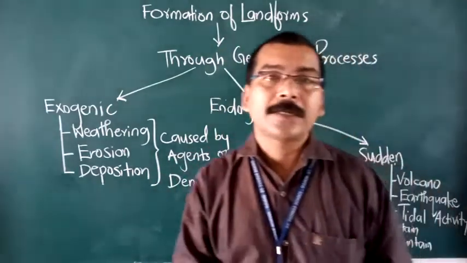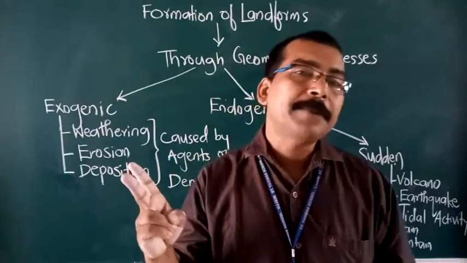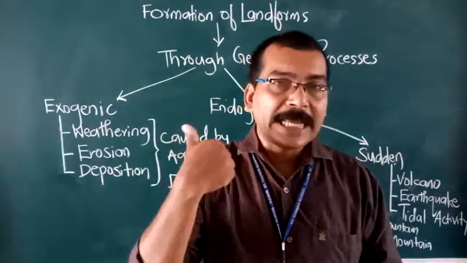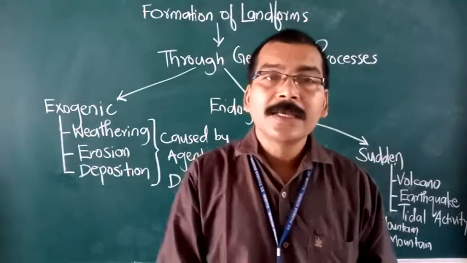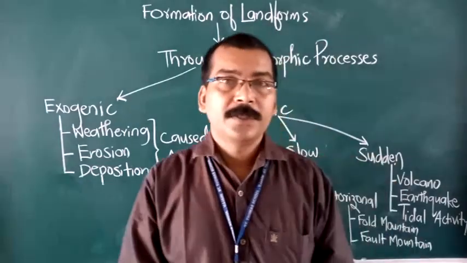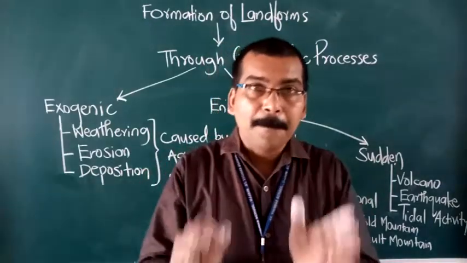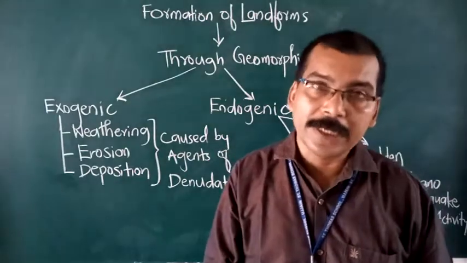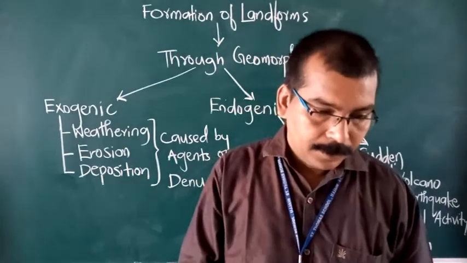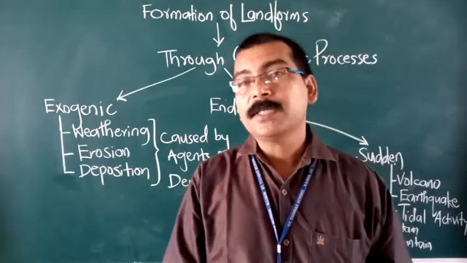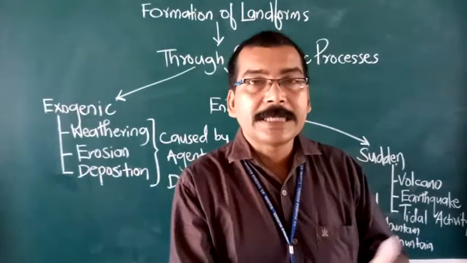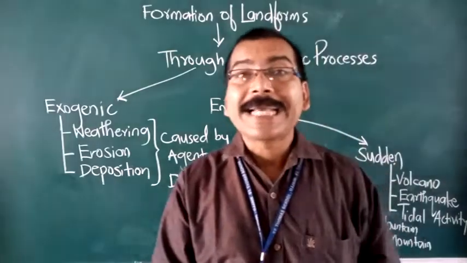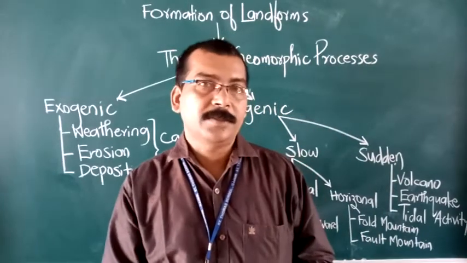So far we have discussed about two types of movements. These movements are happening inside the earth as well as outside the earth. The movement that happened, the process that happened inside the earth are called endogenic process, and the process that happened outside the earth is called exogenic process.